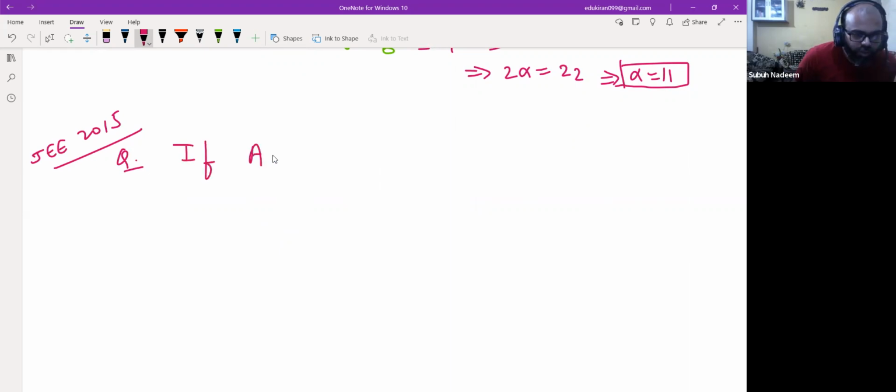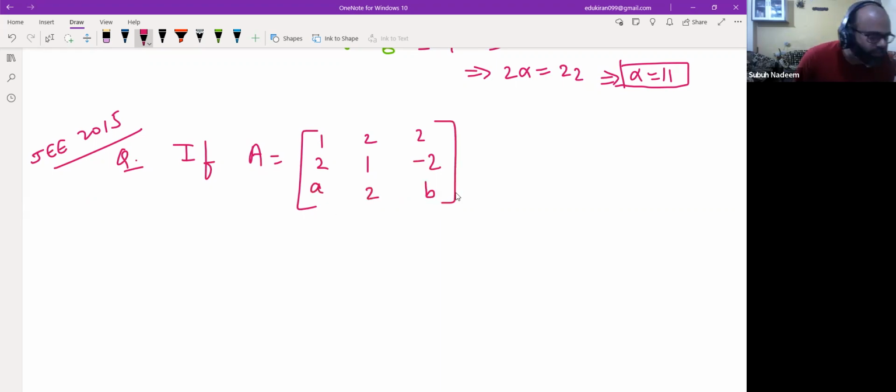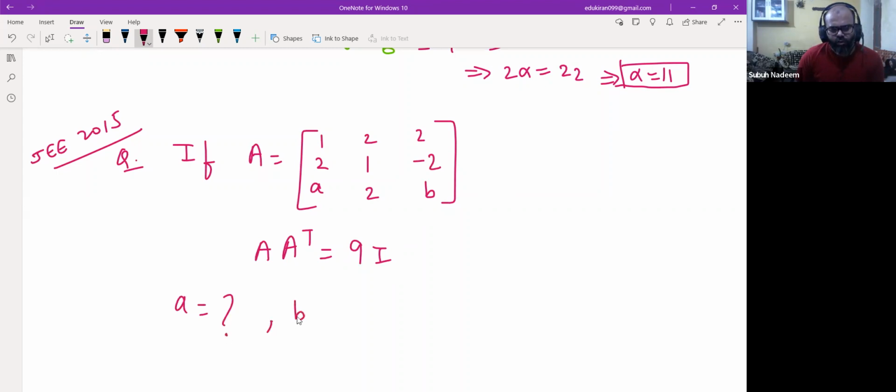If A equal to 1, 2, 2, 2, 1, minus 2, a, 2, b is a matrix satisfying the equation A into A transpose is equal to 9I, where I is the identity matrix. Then you have to find the value of a as well as the value of b.